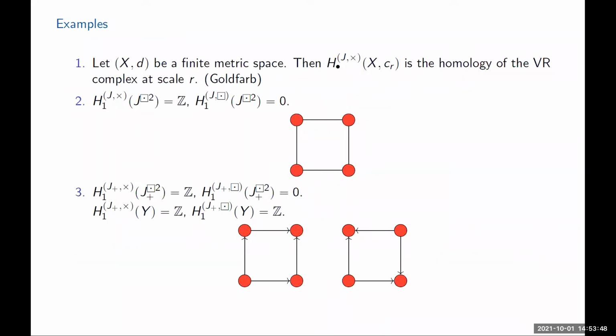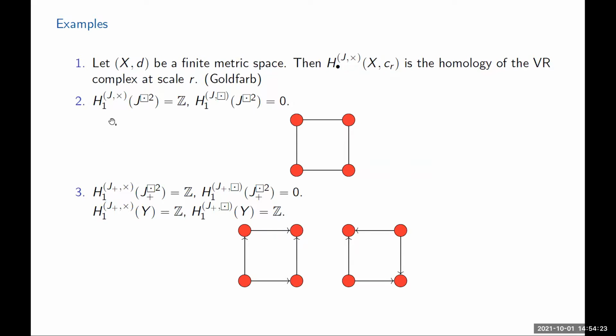I wanted to do some examples for some of these homology theories. So if you have a finite metric space and you consider the unit interval J, and you consider the thickening by R, then this homology is just the homology of the Vietoris-Rips complex at scale R. This was shown by Boris Goldfarb. He phrased it in a different language, not in the language of closure spaces, but you can reinterpret his results to say this statement.